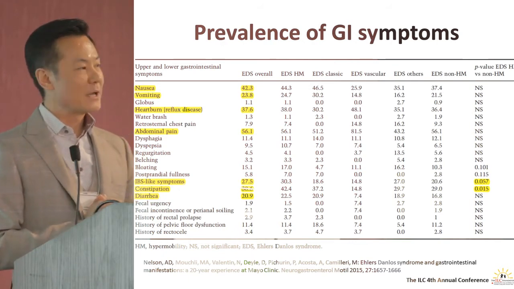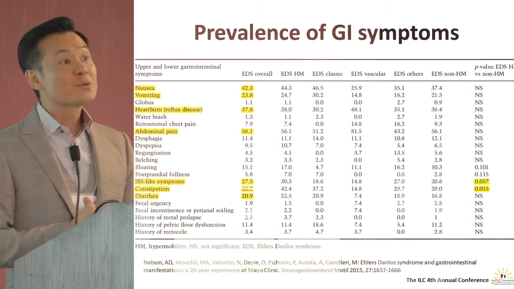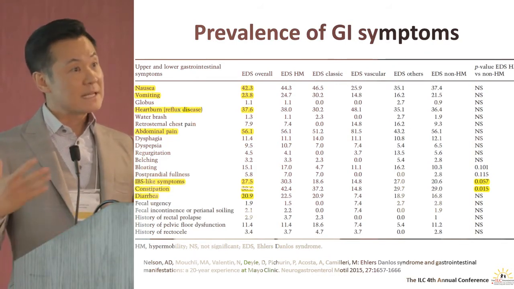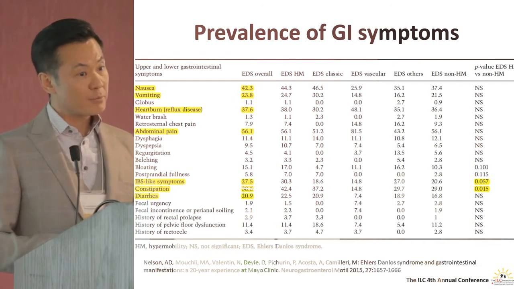We only have 36, 37 million Canadians. 20 million Canadians have digestive health problems. Not all functional bowel disease, but some form of digestive health problem. So it's a very common problem.